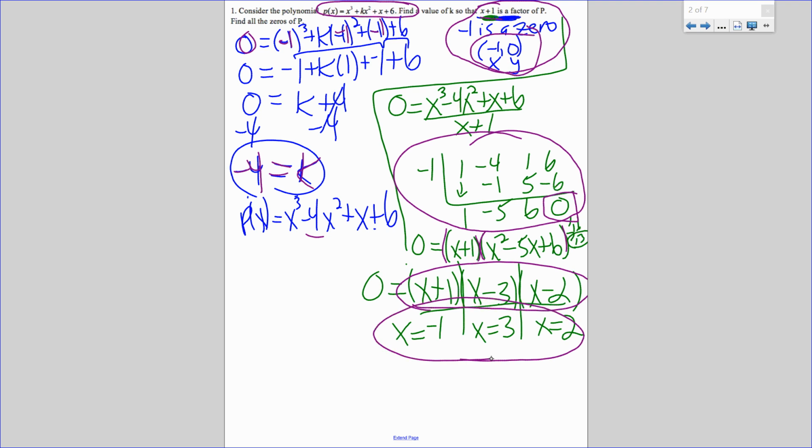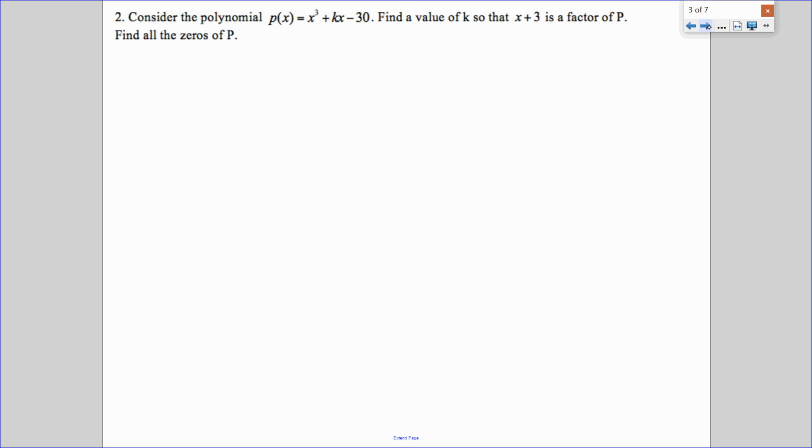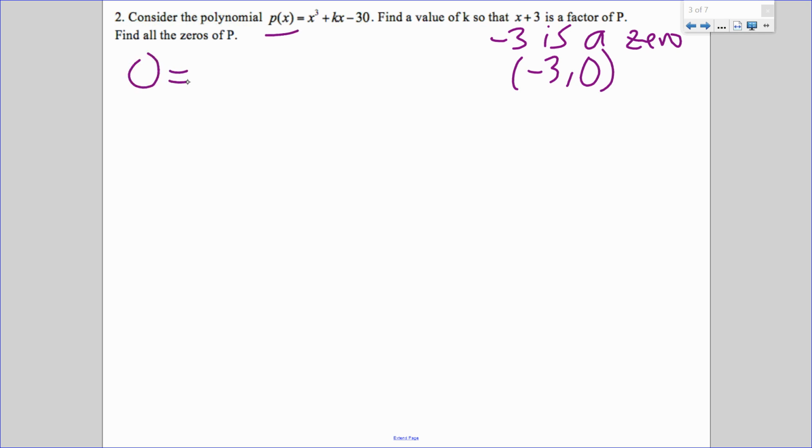Let's try another example. Consider the polynomial, blah, blah, blah. Find the value of k so that x plus 3 is a factor. Well, if x plus 3 is a factor, then negative 3 is a 0. And if negative 3 is a 0, then the point negative 3 comma 0 is on the graph. So I'm going to replace p of x with 0, and I'm going to replace the x's with negative 3's.